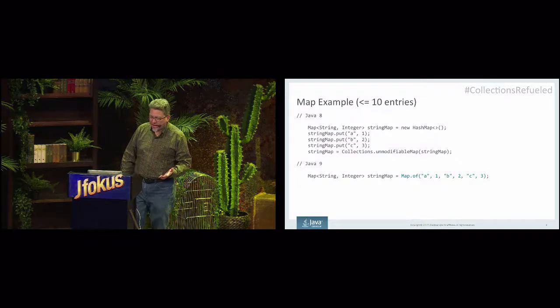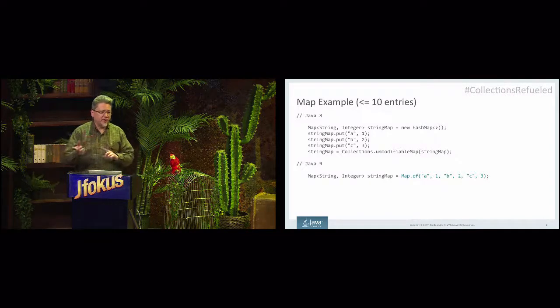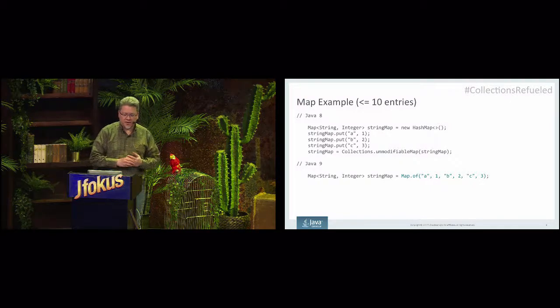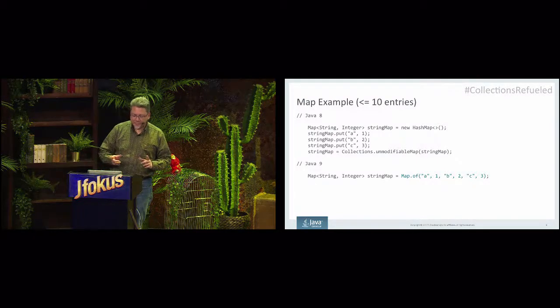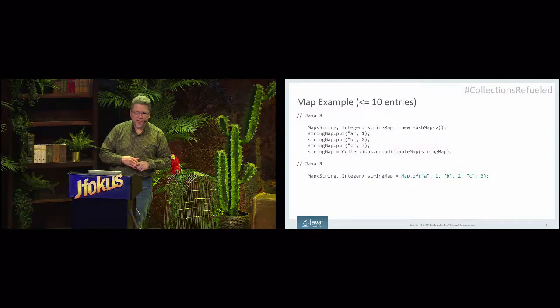Because you can simply say Map.of("A", 1, "B", 2, "C", 3). So you can see the alternation between the types here. The keys are strings, and the values are integers. And so they alternate. And you can have up to 10 key value pairs passed to Map.of.